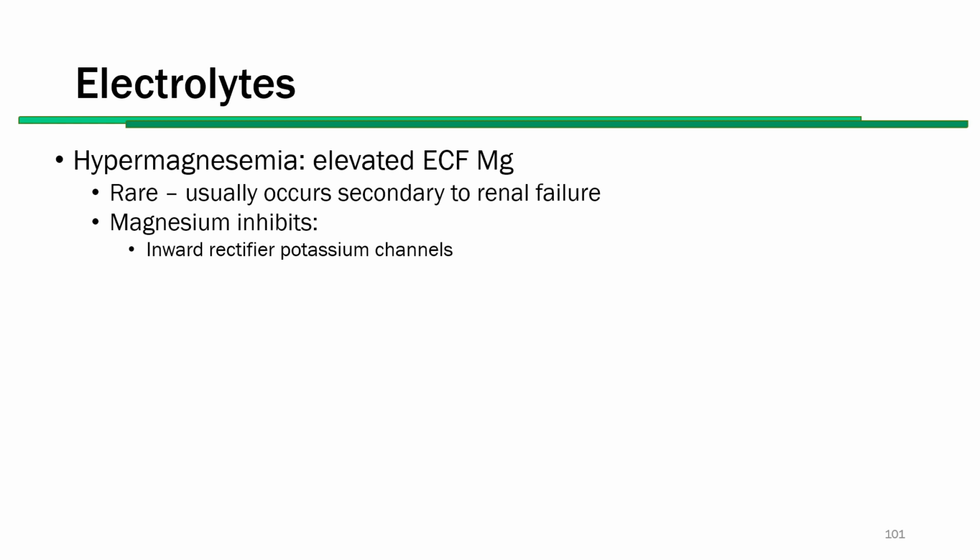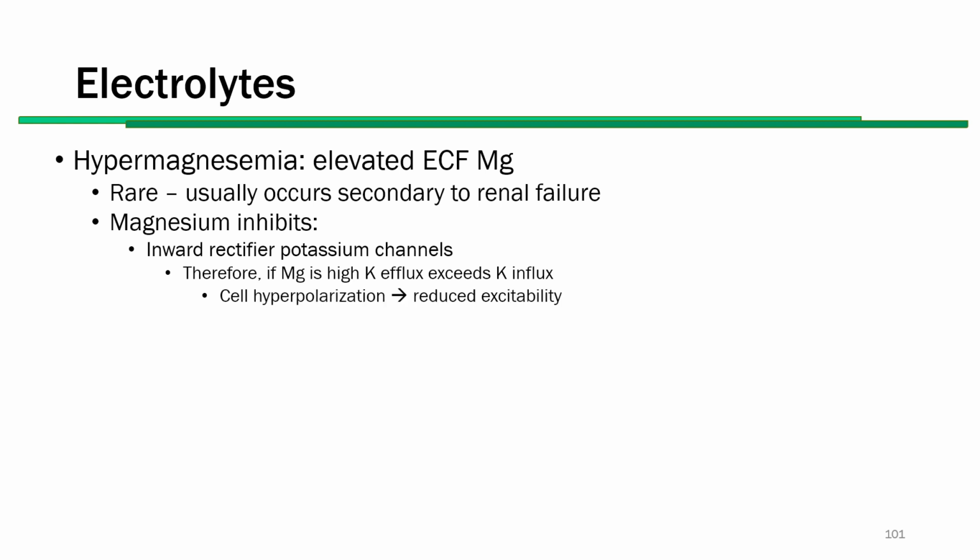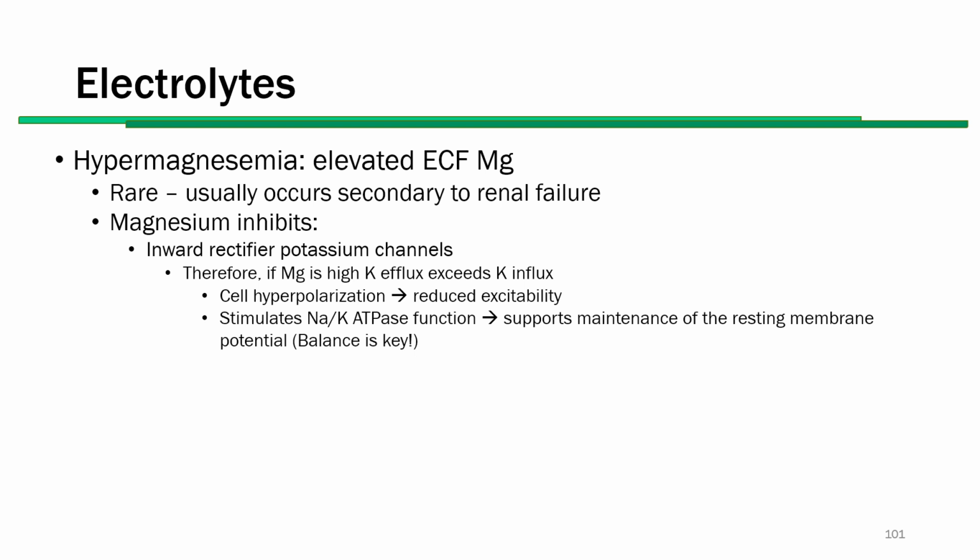Those were ones that fixed that potassium to give it that impact on the cardiac effect, like we talked about if the potassium is altered, and so magnesium normally inhibits that. So if magnesium's high, then the efflux of potassium out of the cell exceeds the potassium influx, and the cell can hyperpolarize and reduce its excitability. This can stimulate the sodium-potassium ATPase function that supports the resting membrane potential. All of these ions are interacting, so there's this balance. If there's this hyperpolarization, but then magnesium stimulates sodium-potassium to try to fix that, then there's this balance.